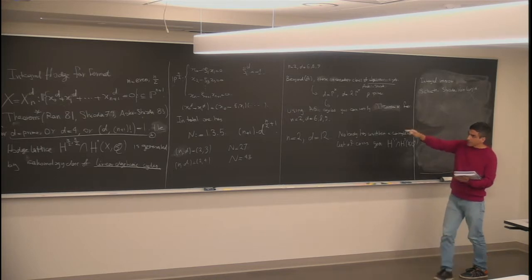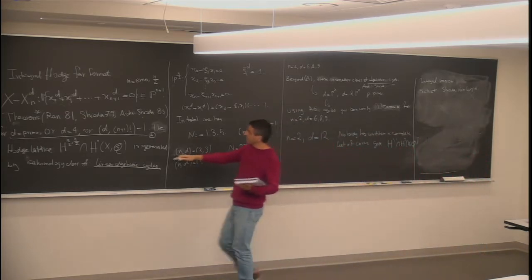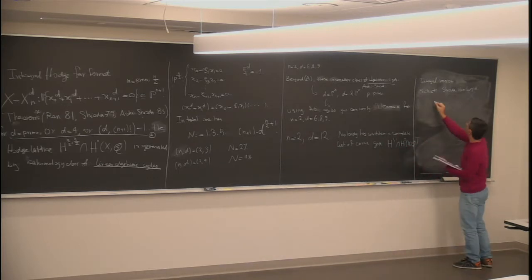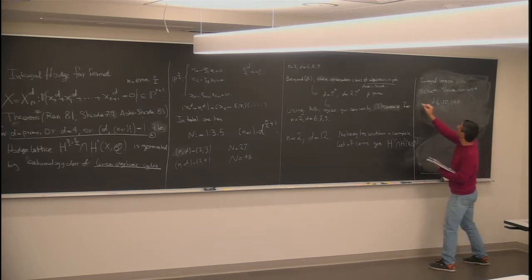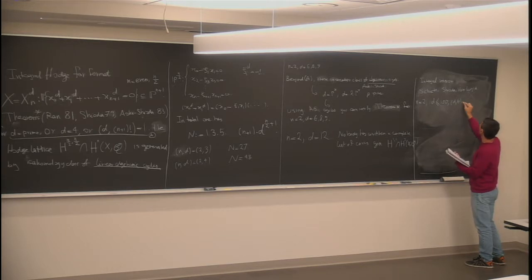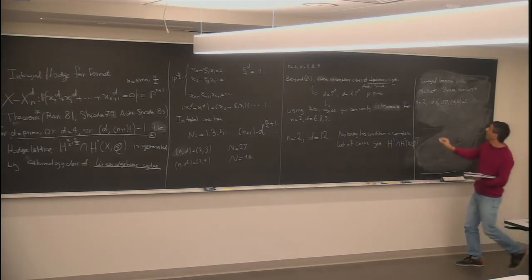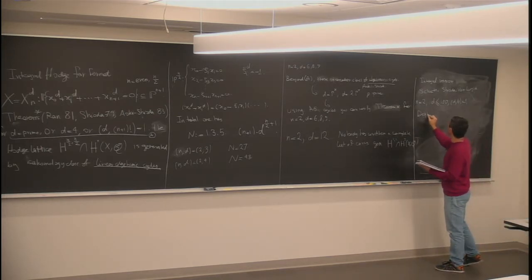So the same statement, just I will replace Q with Z. So for d less than 100, d equal to 6, n equal to 2, d and 6 coprime, n equal to 2, then there is the integral Hodge conjecture.